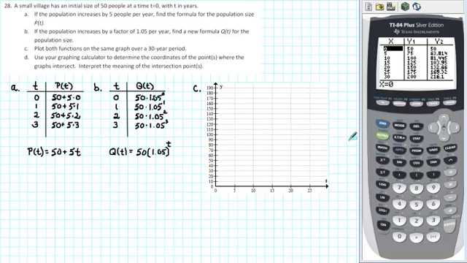To graph y is equal to p of t, we'll plot the points 0, 50, 5, 75, 10, 100, and so on until we get to 30, 200. After plotting the points, we can see that they're collinear, so we can simply draw a straight line that passes through all of these points.